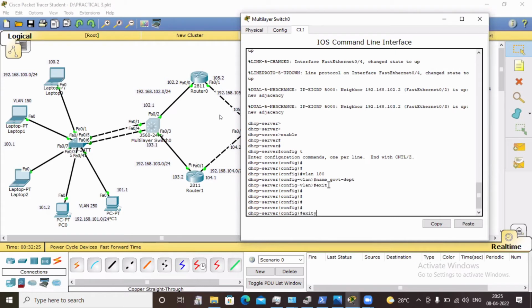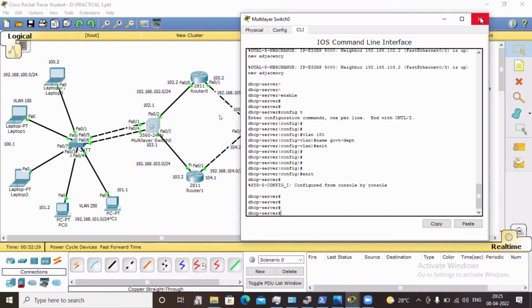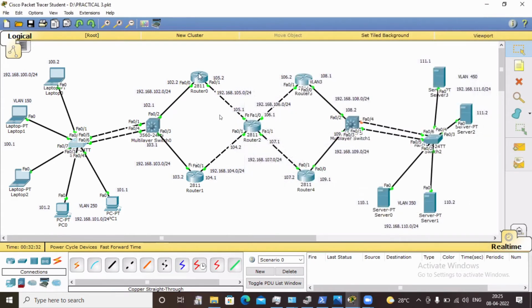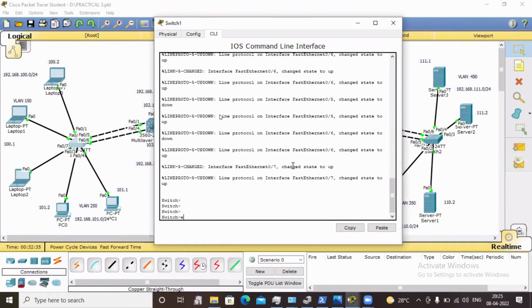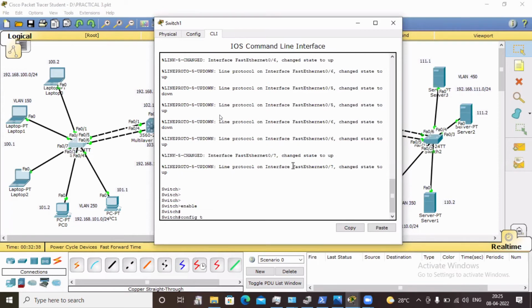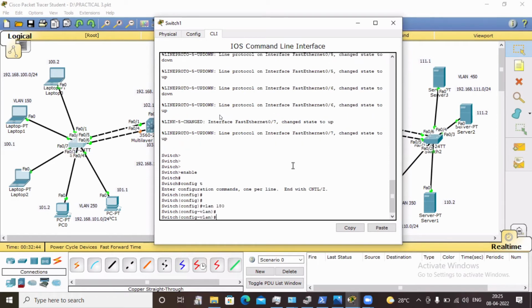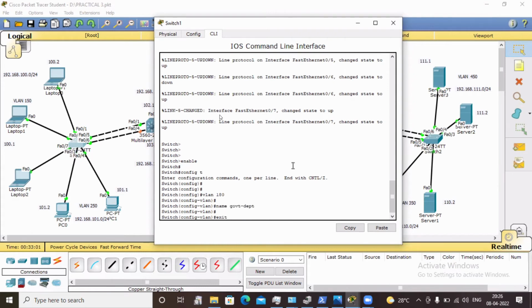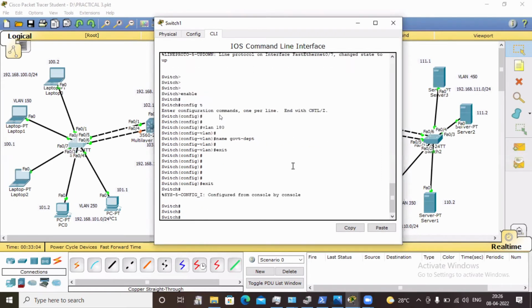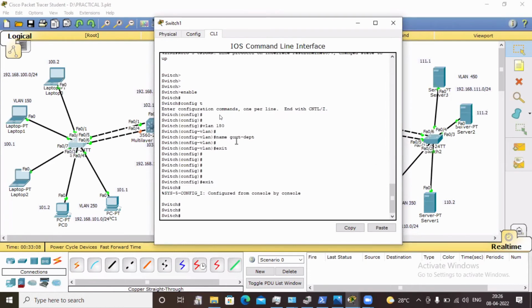Just do the same thing with layer 2 switch. Government Department, right. Okay. Now interface commands should be there.